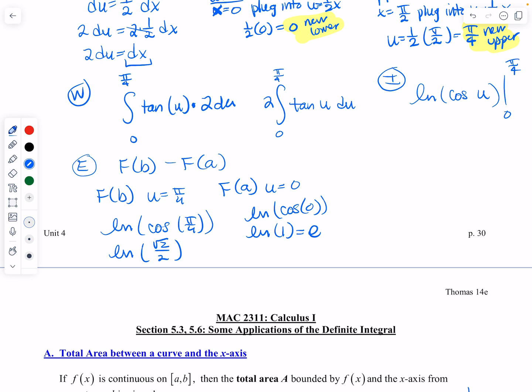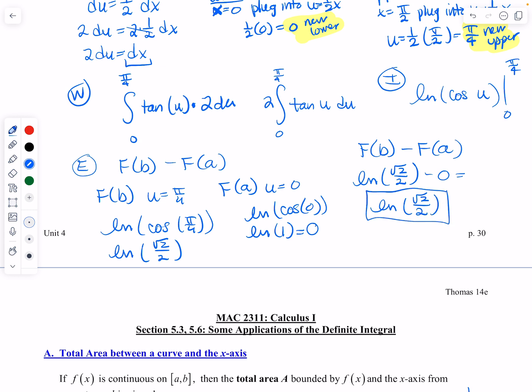Oh, sorry. No, it's not. It's, whoa, that's 0. Sorry, guys. That's why I stopped for a minute. I was like, is that right? No, it's not. So, a last step is take f at b minus f at a. So, ln of radical 2 over 2 minus 0 equals ln of radical 2 over 2. And that is my answer. You can plug it in into the calculator to see what you get.